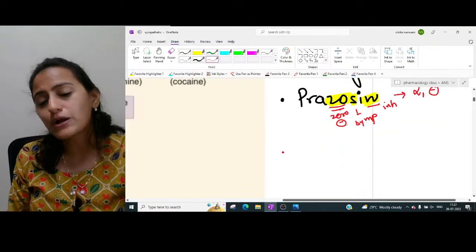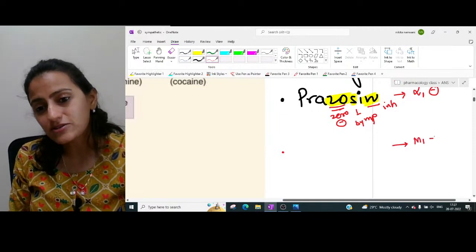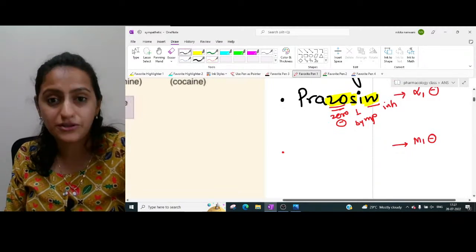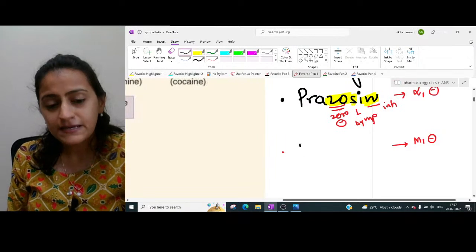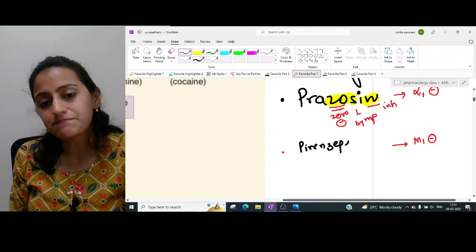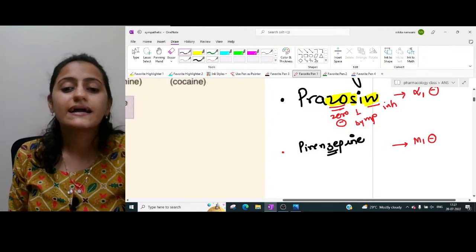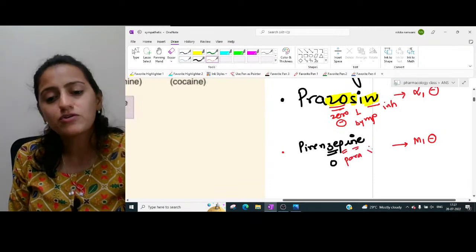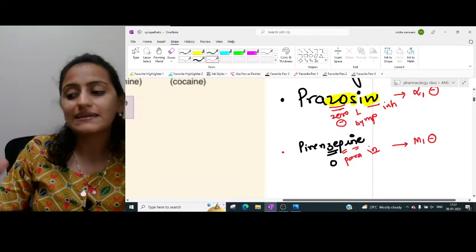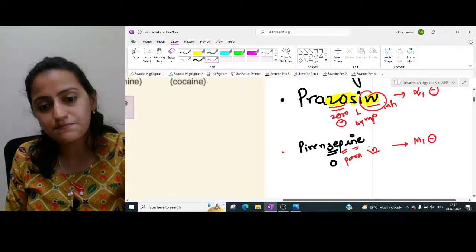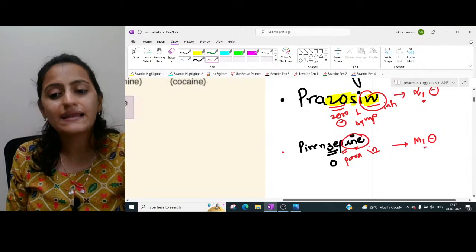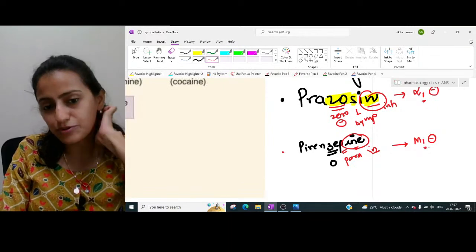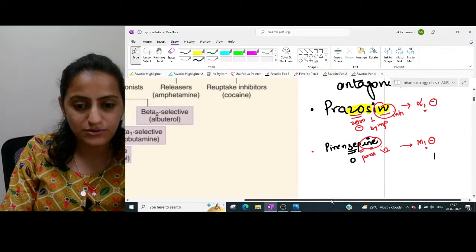Similarly, what was the M1 blocker that we saw in the cholinergic and anticholinergic drugs of the parasympathetic system? The M1 stomach one, that is pirenzepine. Again, remember ZE is the one that zeroes the action. PI is for the parasympathetic system and IN is for inhibitor, so it is antagonizing the parasympathetic system. Prazosin and pirenzepine are at alpha 1 and M1. We'll come to the rest of the drugs as we discuss, and we'll try to decrease the confusion.